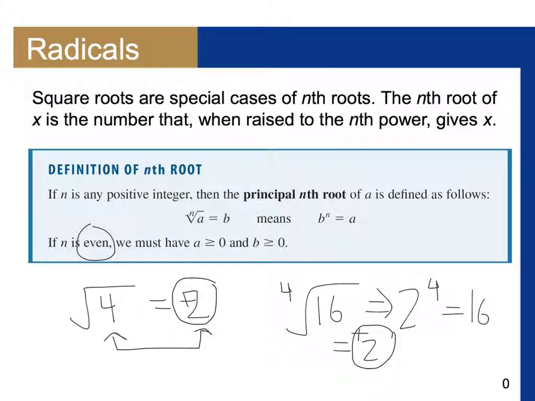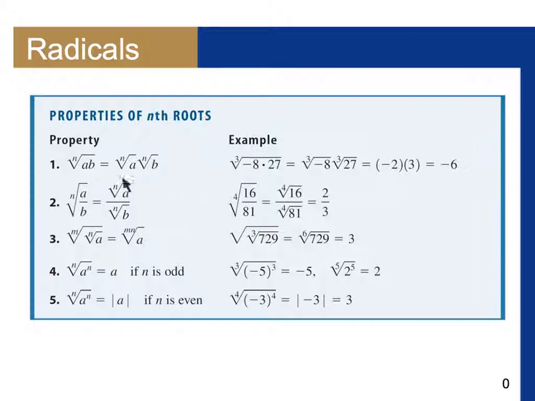Okay, so here are some properties of roots, and we're talking about nth roots in general. It could be a square root, cube root, or fourth root. If we're taking roots of a times b, we can break those out. So the nth root of a times b is the nth root of a times the nth root of b.